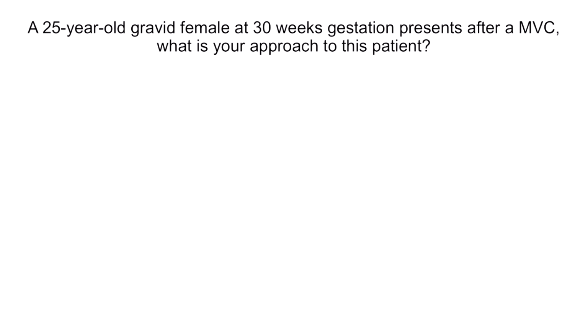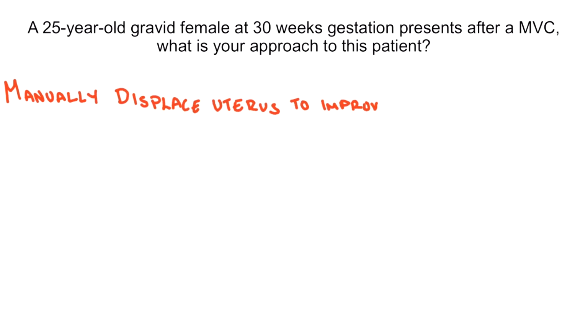What we'll add here are some additional steps and interventions to the primary and secondary survey. As part of the circulatory evaluation, consideration must be given to the uterus compressing the vena cava, which may be worsening the cardiac output. While maintaining C-spine precautions, the uterus should be manually displaced to the left side.